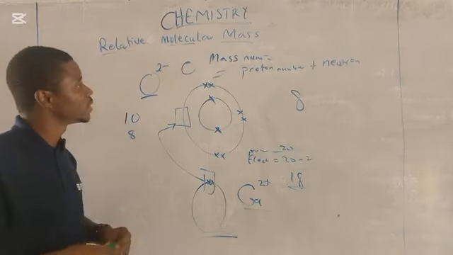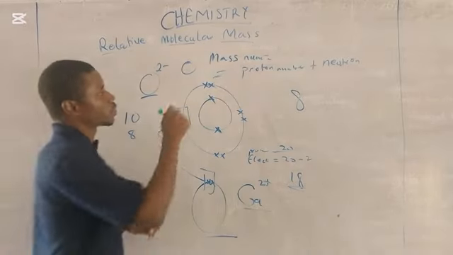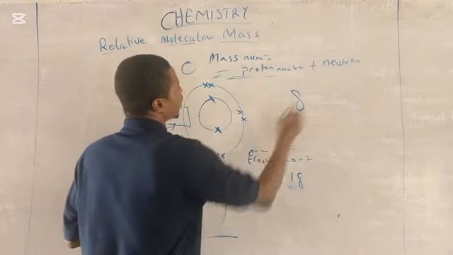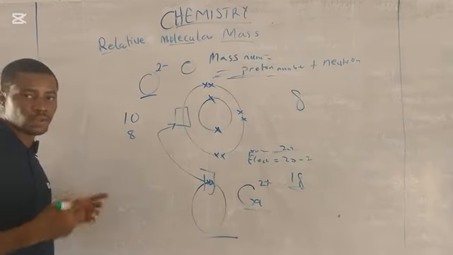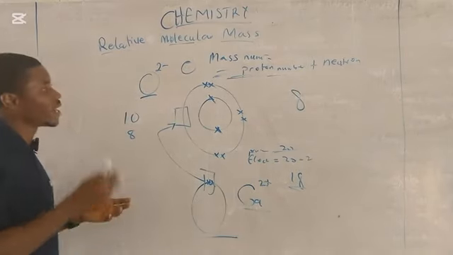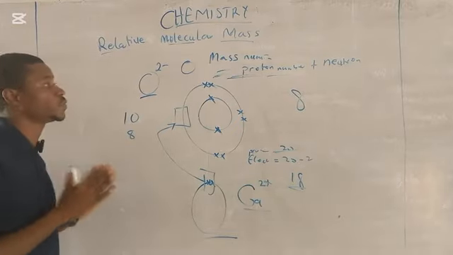Please jot it down. Mass number is equal to proton number plus neutron number. If you are asked to calculate the mass number of any atom, and you are given the proton number and the neutron number, just sum the proton number and the neutron number, and that gives you the mass number.